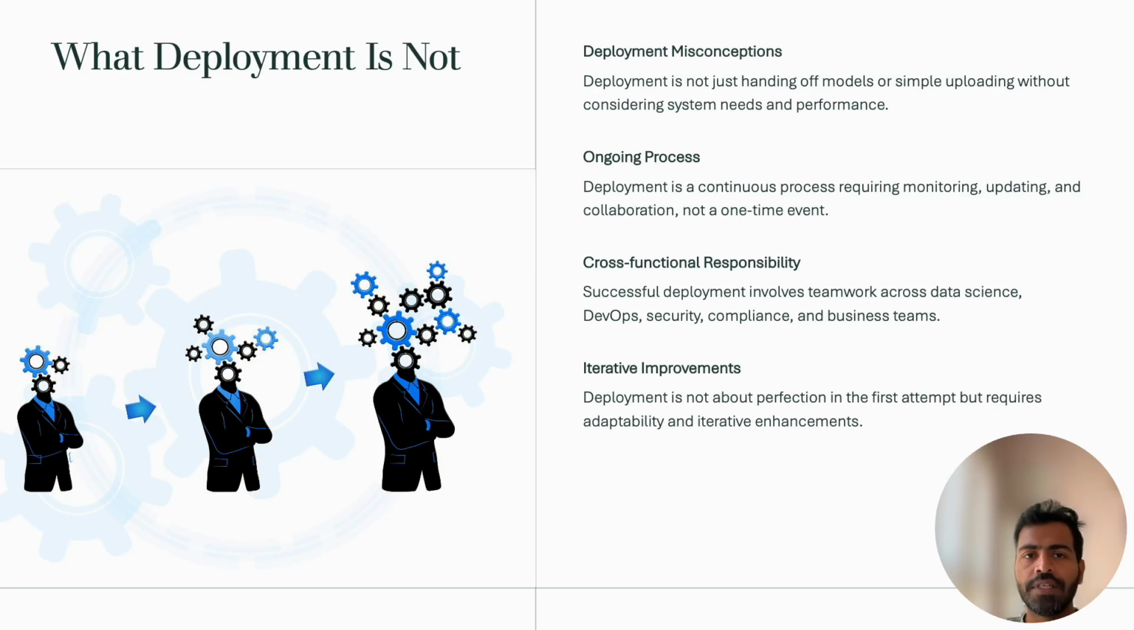Now, what is deployment not? Deployment is often misunderstood as a simple handoff from data science to operations, but this view is incorrect. It is not merely uploading a model to a server or wrapping it in an API without considering performance and scalability. Deployment is not about choosing AWS versus Azure versus GCP. Deployment is not about tools first. Deployment is not just DevOps. So the key line is: tools come after understanding.